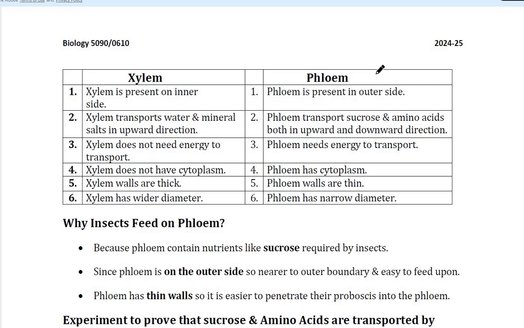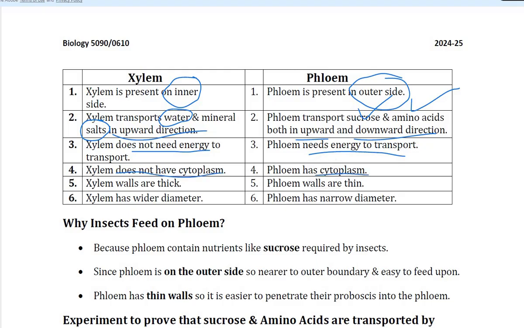Now let's compare xylem and phloem. Xylem is present on the inner side of stem and root. Phloem is present on the outer side of stem and root. Xylem transports water and ions and salts only in upward direction. Phloem transports sugars, amino acids in upward direction as well as in downward direction. Xylem movement does not require energy. Phloem movement requires energy. Xylem does not have cytoplasm.